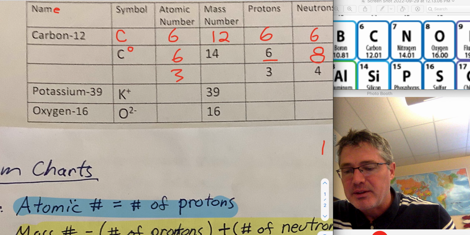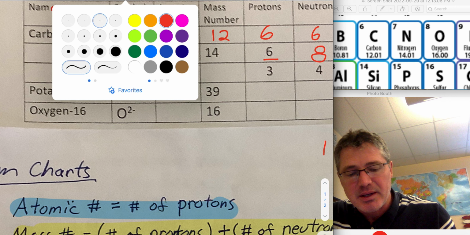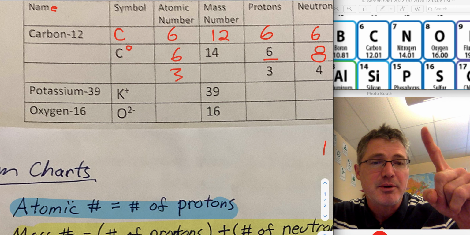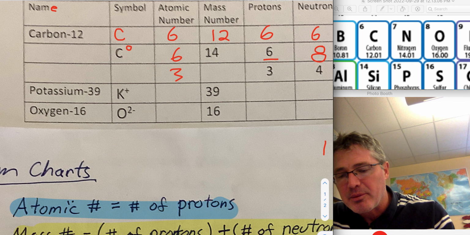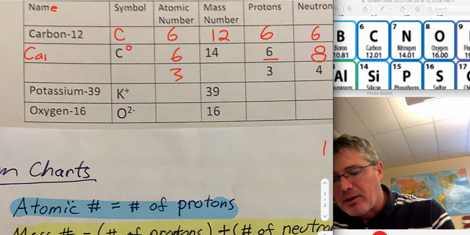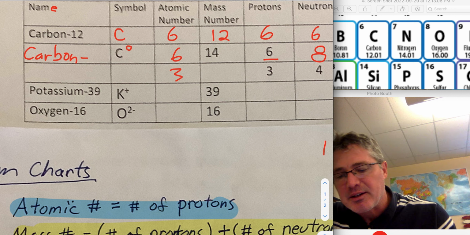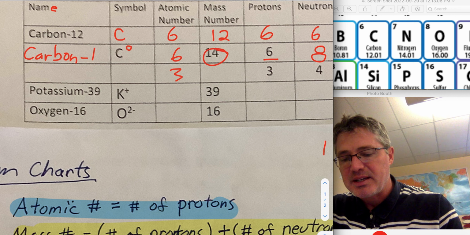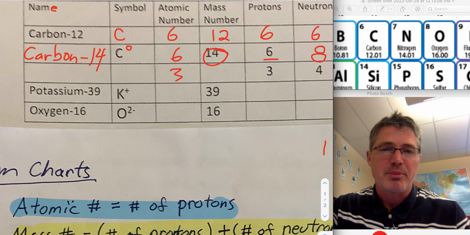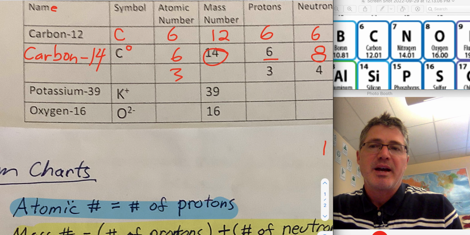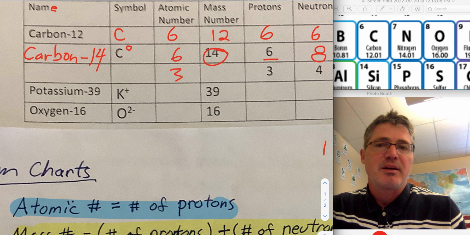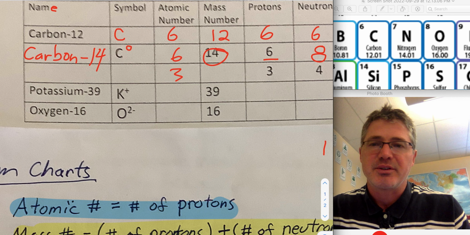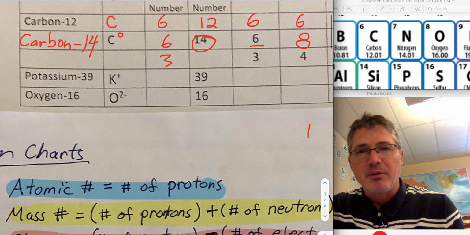The last bit is to fill in the name. The name is whatever the C stands for on the periodic table. Again, the C right up there is carbon, so I'm going to write carbon. Then I'm going to put the mass number behind it, and the mass number is 14. So this is the isotope called carbon-14. The only difference between that and carbon-12 is that it has 2 extra neutrons in its nucleus.